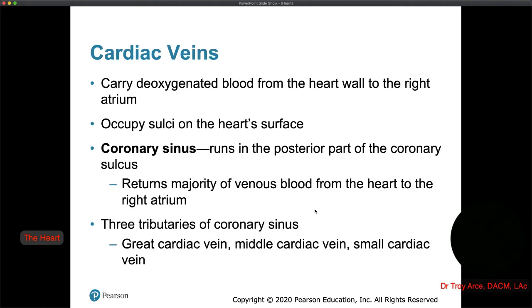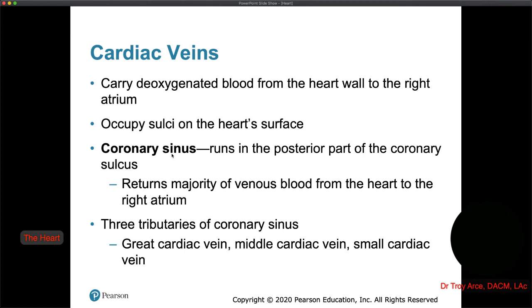The cardiac veins carry deoxygenated blood from the heart wall to the right atrium. Again, our right atrium receives deoxygenated blood from the whole body, even its own heart. These veins are in the sulci on the heart's surface, and if you saw the heart, you could actually see them.